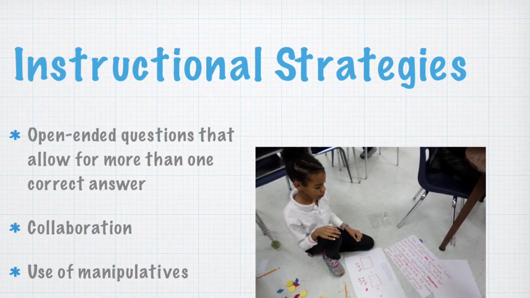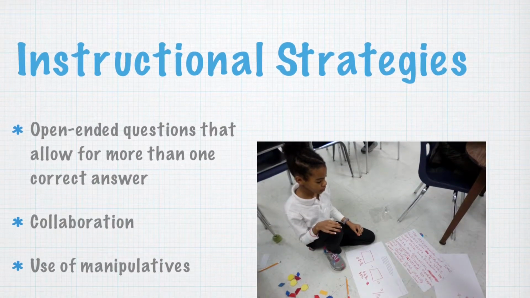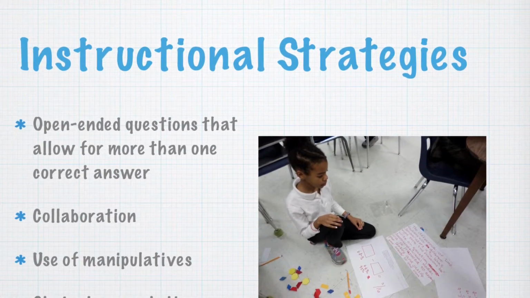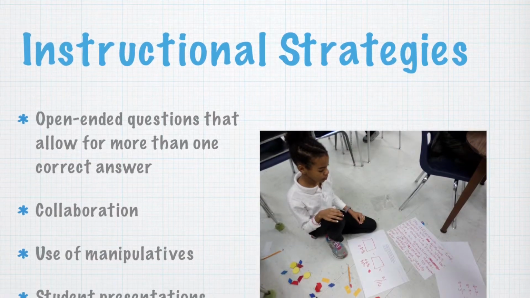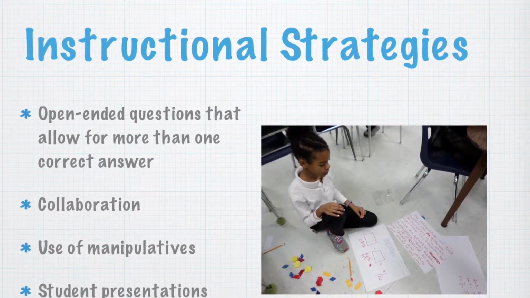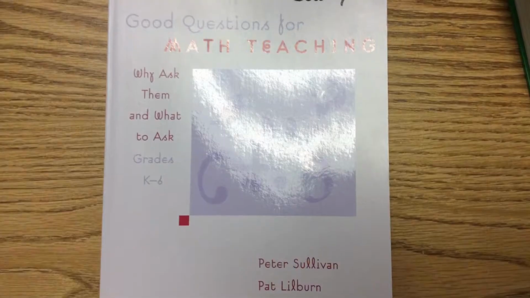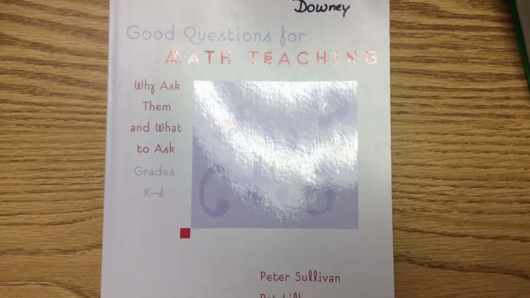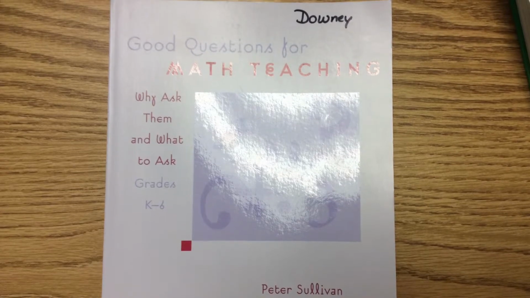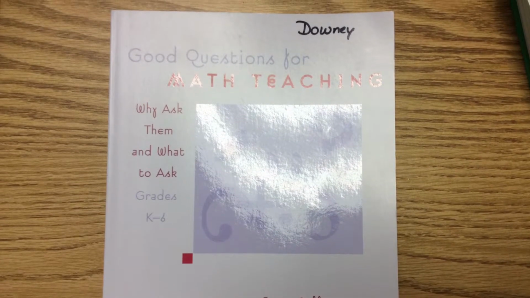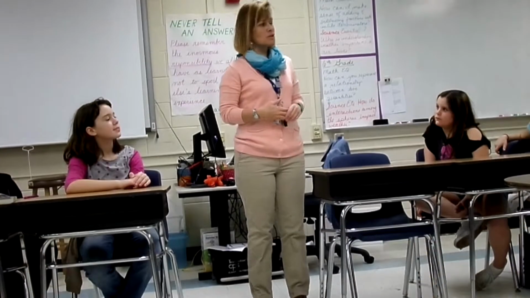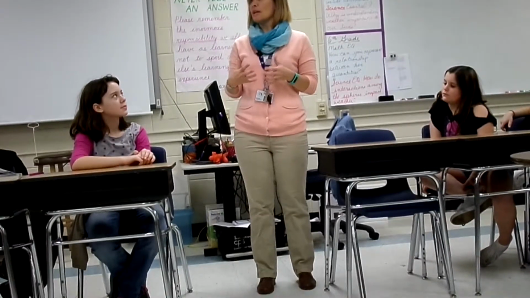The instructional strategies implemented in this lesson include open-ended questions that allow for more than one correct answer, student collaboration, use of manipulatives, student presentations, and critique cards in the use of exit slips. All problems used in the lesson were found in the book Good Questions for Math Teaching by Peter Sullivan and Pat Lilburn.